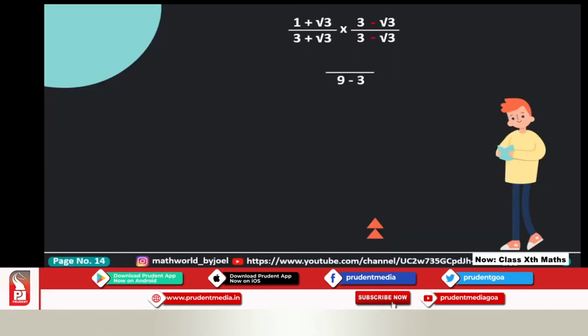So this would become, now how did I get 9 minus 3? If you look at the denominator, it is nothing but a plus b, a minus b, right? Which is a square minus b square. So 3 square will become 9 and root 3 square will become 3. So that's how I get 9 minus 3.